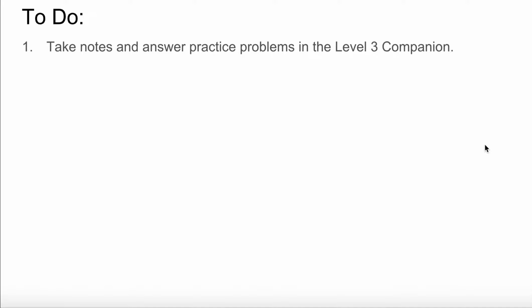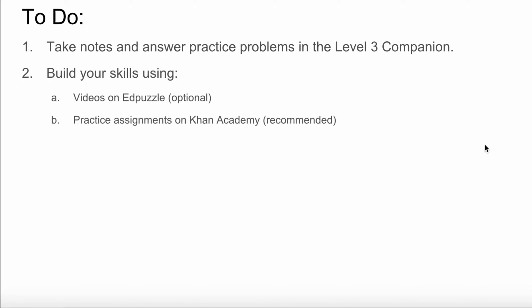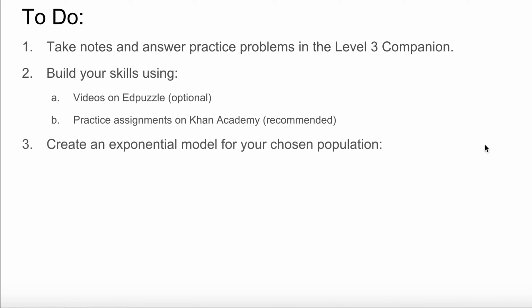Okay, here's what you can do from here. Take notes and answer practice problems in the level 3 companion. We're going to be working with these kind of note-taking aids from now on, instead of taking notes on the computer, right? Take your notes here and answer the practice problems. If you're confident with every practice problem, you have achieved mastery of the learning objectives. To help you build your skills, again, I have some Edpuzzle videos and some Khan Academy practice assignments.